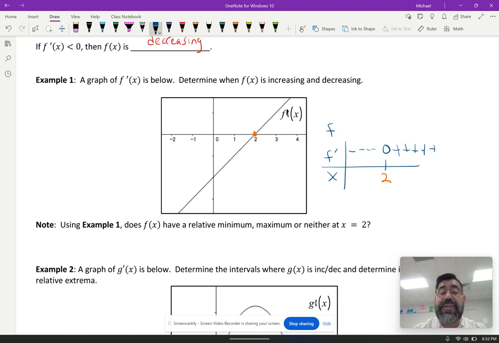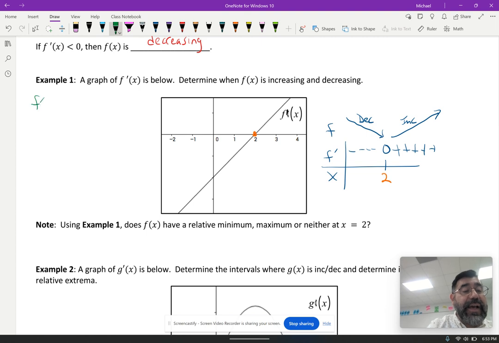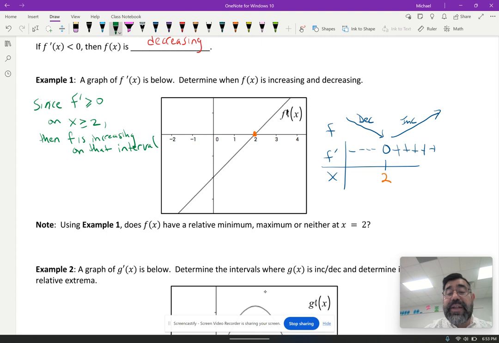Well, this tells me something about the original function, right? The original function is decreasing, and then it's increasing. So I'm going to make that statement and say f of x, since f prime is greater than or equal to 0 for x's that are greater than or equal to 2, then f is increasing on that interval. On the second sentence, I'm going to try to make it a little bit cleaner. Because the derivative is greater than or equal to 0 on x's that are bigger than 2, therefore f of x is increasing on that interval.